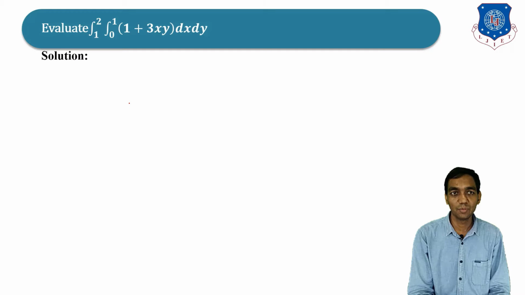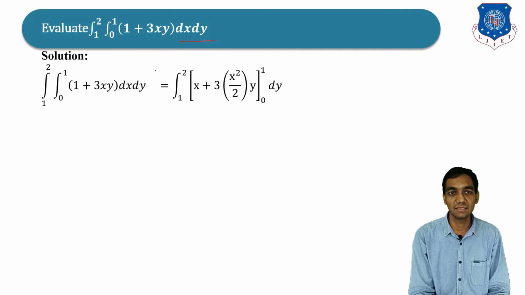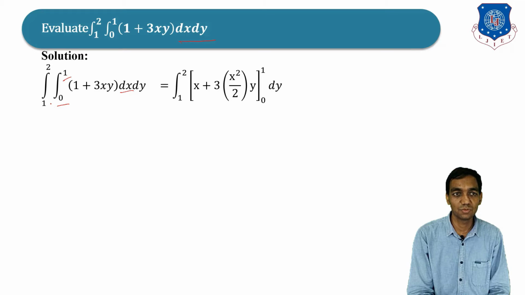You are given: evaluate the double integration from 1 to 2 and 0 to 1, (1 + 3xy) dx dy. Now here you have dx dy, so the first integration is of x, so the inner limit is of x. x varies from 0 to 1, that means this is the limit of x. And this is the limit of y: y varies from 1 to 2.